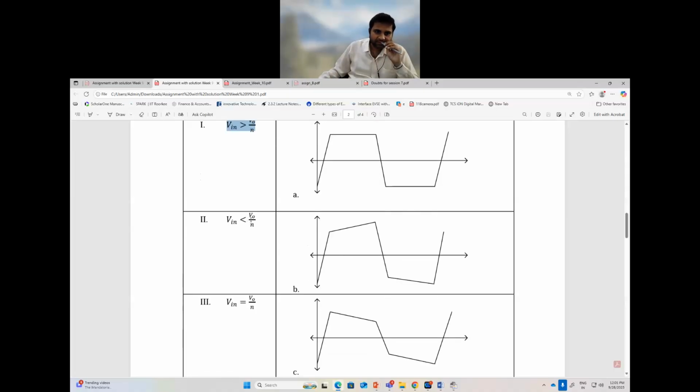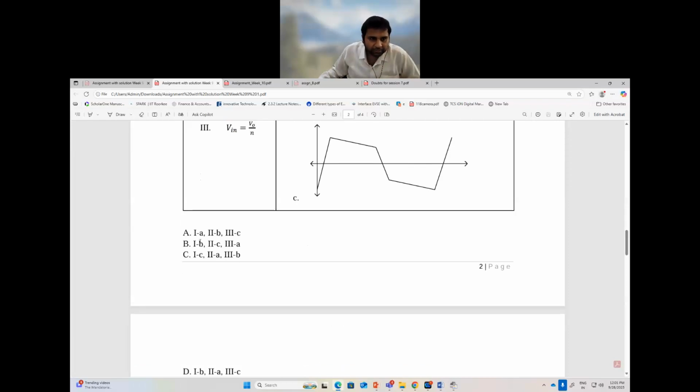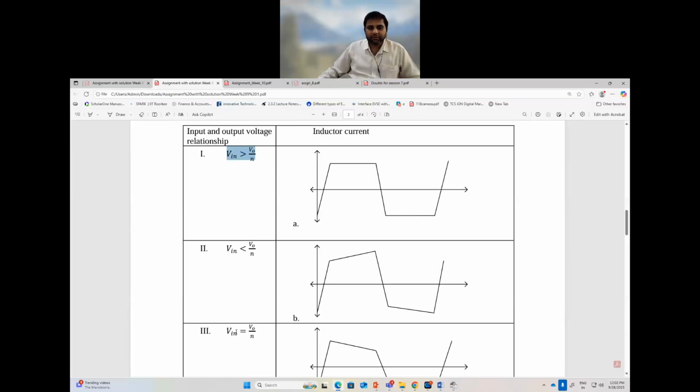Second is V in less than V naught. So that means this slope, because at this point it is nothing but V in minus V naught by N, and if the V naught by N is greater than V in, then this slope will be there. So 2C, and the third one is V in equal to V naught.